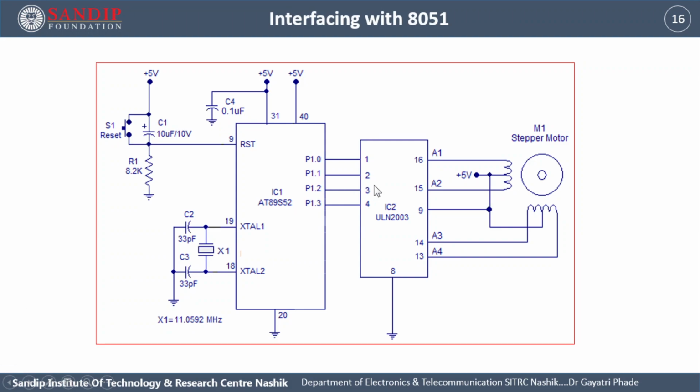Here we have seen the interfacing diagram of the stepper motor with the microcontroller through a ULN 2003 IC, that is nothing but a current booster IC, or we can say it is a driver IC. So 1, 2, 3, 4 are the base side, connected to any of the ports of the microcontroller. We have chosen port 1 pins P1.0 to P1.3, which are connected to these 4 pins of the ULN 2003. And to the collector side we have connected the coils of the stepper motor.